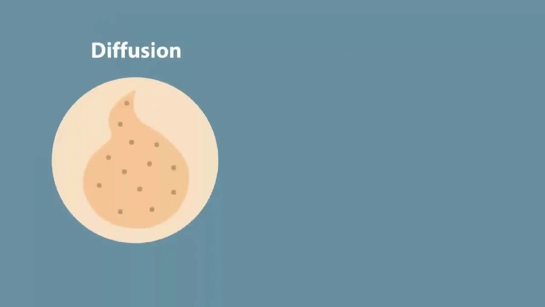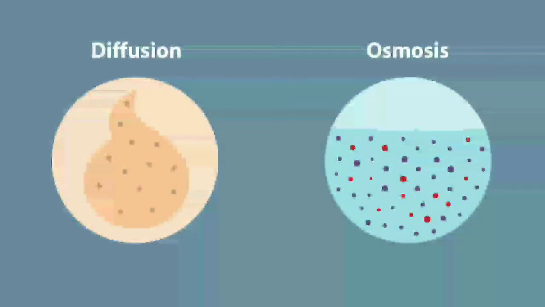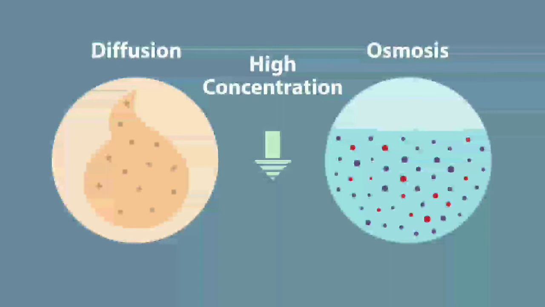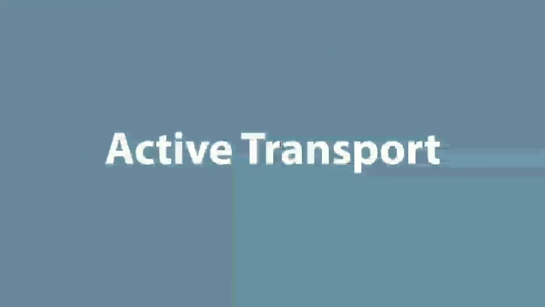Diffusion was for the movement of gases, and osmosis for the movement of water. They were things that could easily move from a high concentration to a low concentration. That makes sense. So what is active transport for? Well, the clue is in the name, active. Work has to be done.